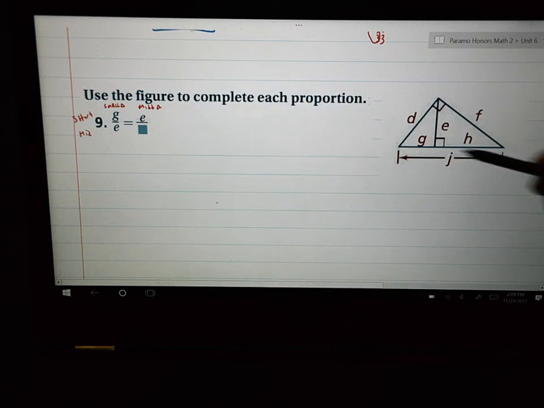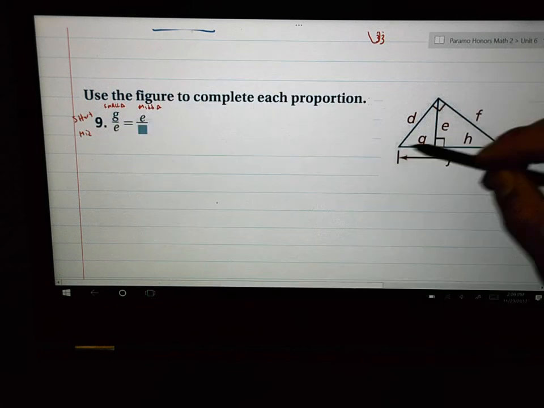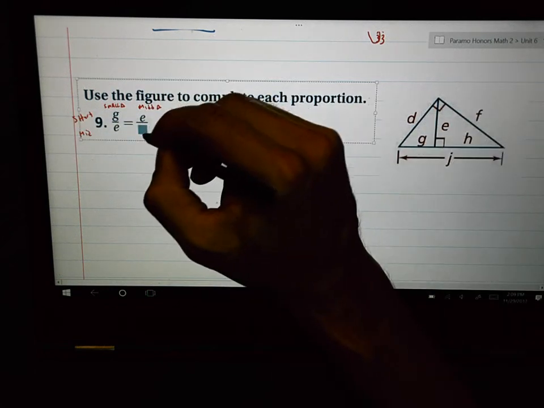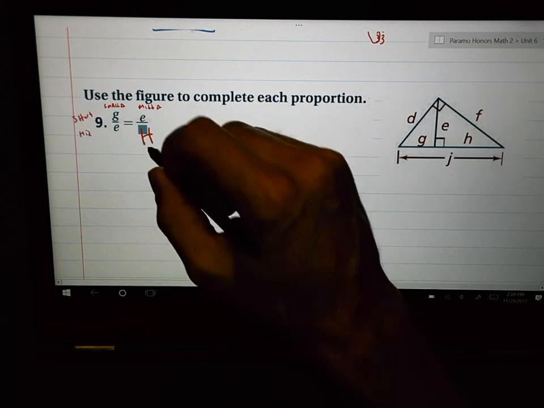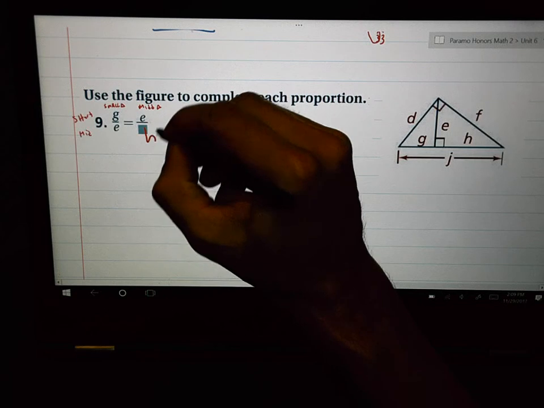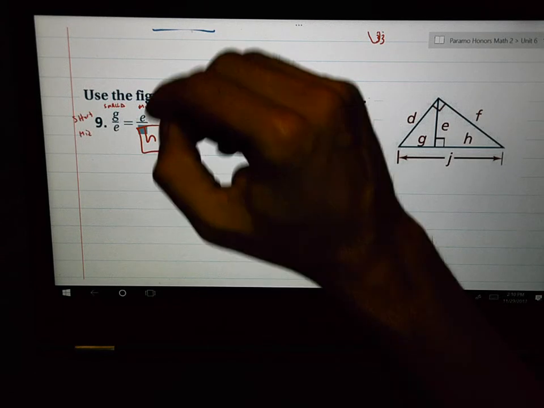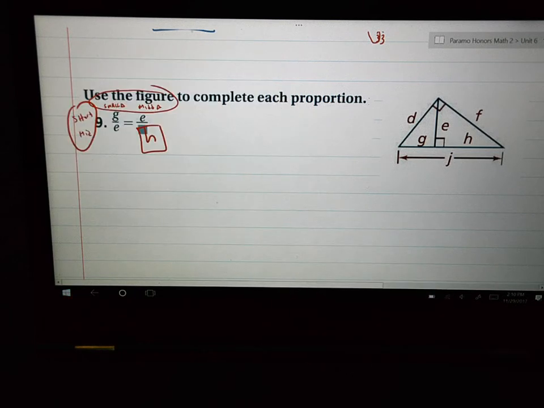And this middle triangle, what's the middle side of this middle triangle? Is it E, H, or F? I hope you know. Actually, that's lowercase, huh? So let's erase that. Let's put lowercase h. Use the figure to complete each proportion. Number 9, the correct answer is h. Pretty simple, right? These things help me when I'm figuring out those problems. I hope that you're doing something along those lines in order to figure it out.